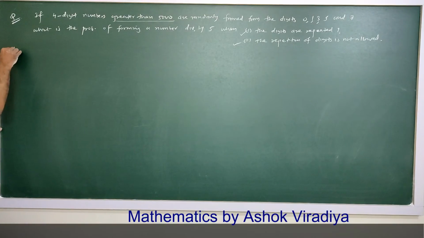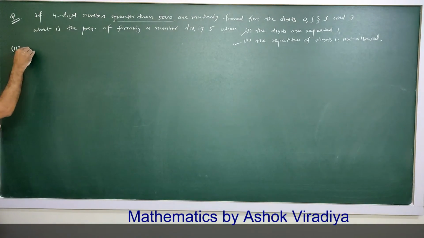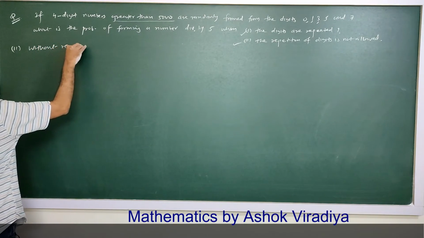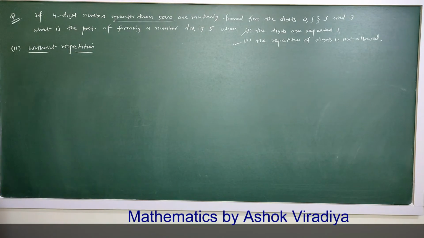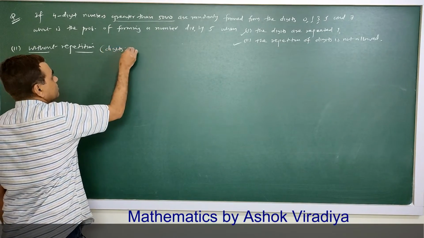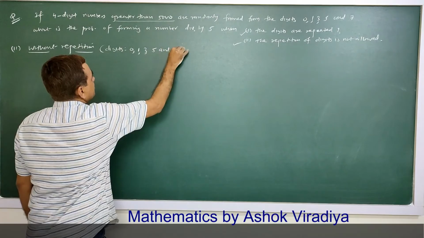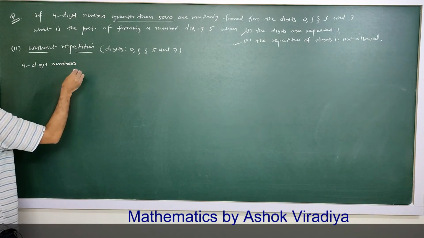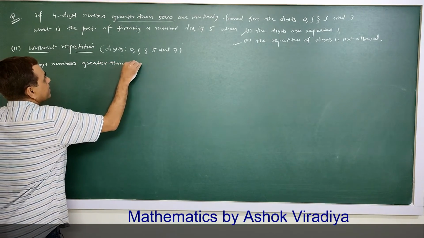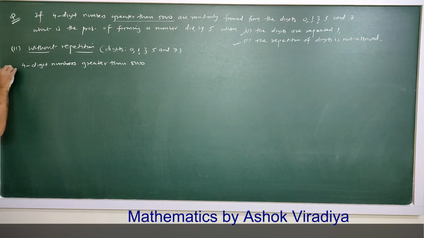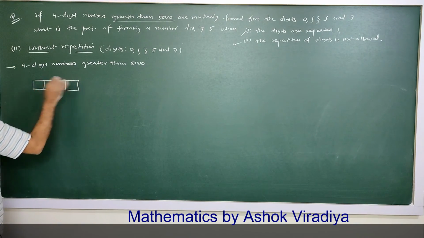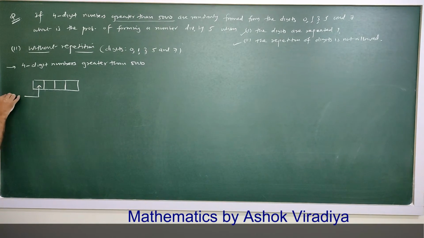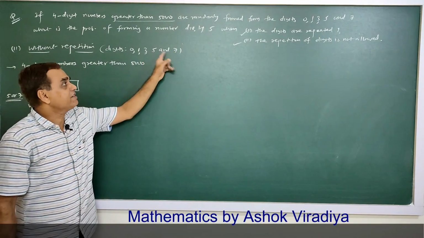Now case 2. If repetition of digit is not allowed, that means without repetition, digits are 0, 1, 3, 5 and 7, and we want 4-digit numbers which are greater than 5000. So such numbers are 1, 2, 3, 4. This place can be filled up by 5 or 7. To have number more than 5000, this can be filled up by 2 ways. Any one from 5 and 7 is taken.